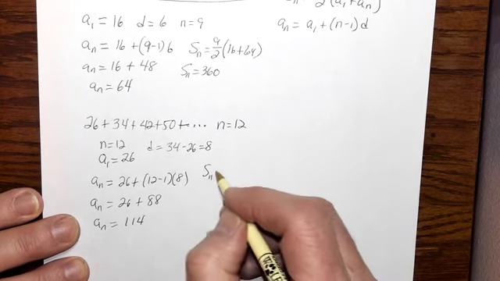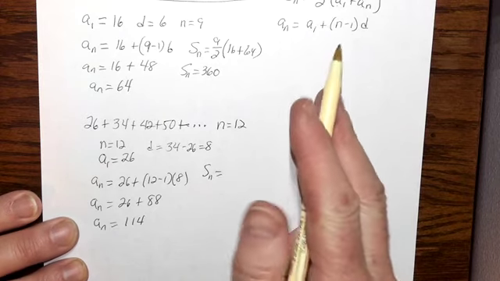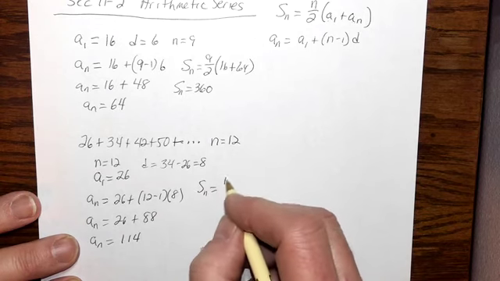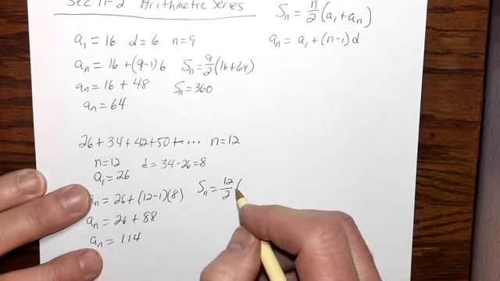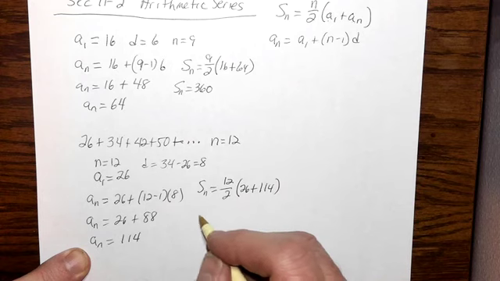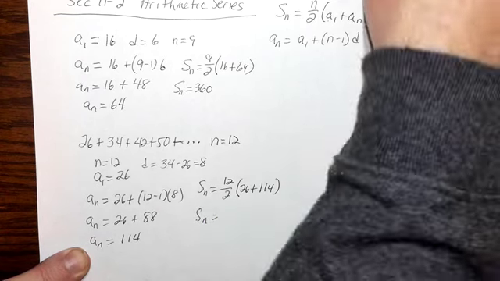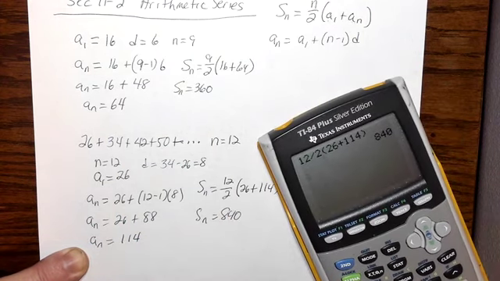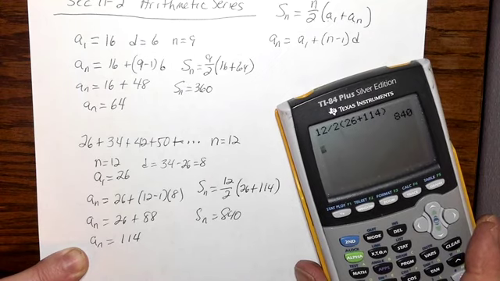Now we can find the sum just by plugging it back into that formula right there. So n divided by 2, n is 12. A1 was 26. A sub n is 114. Take your calculator: 12 divided by 2, parenthesis, 26 plus 114. And the answer is 840. And that's how you would find the sum.